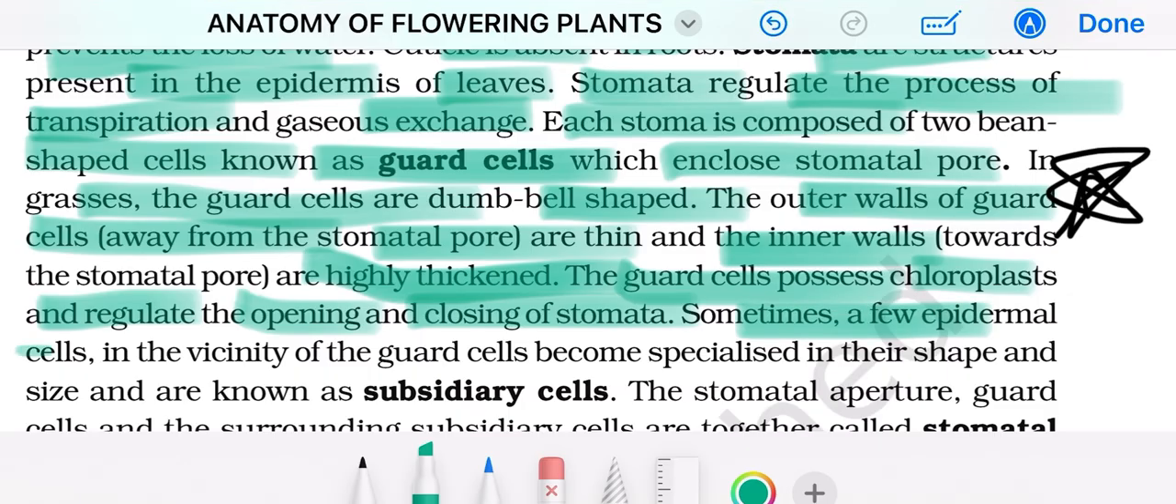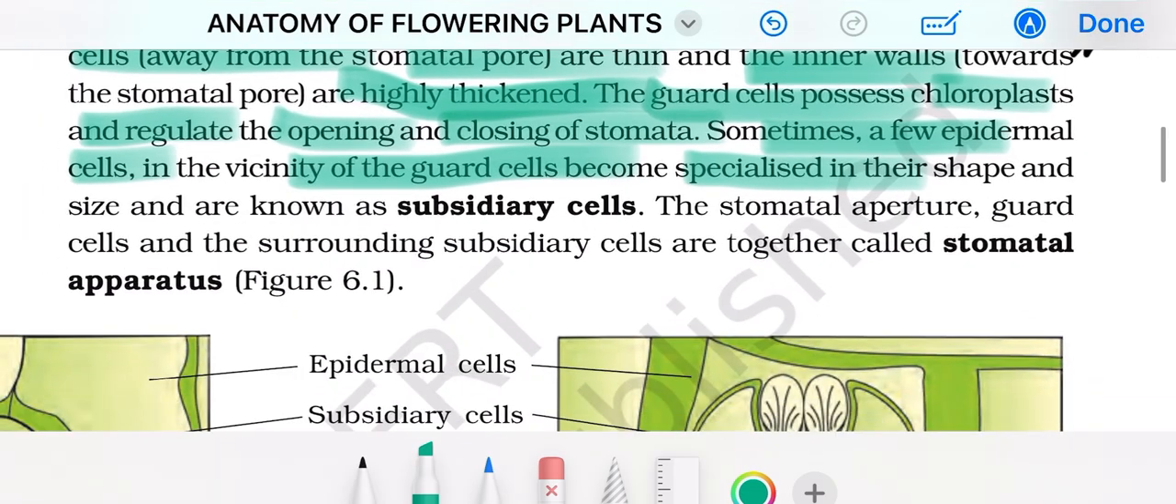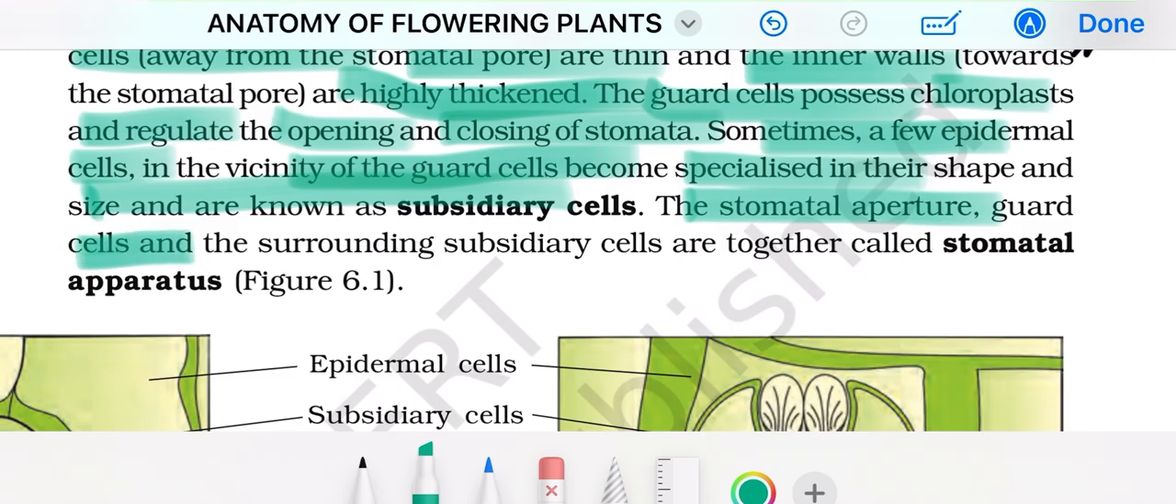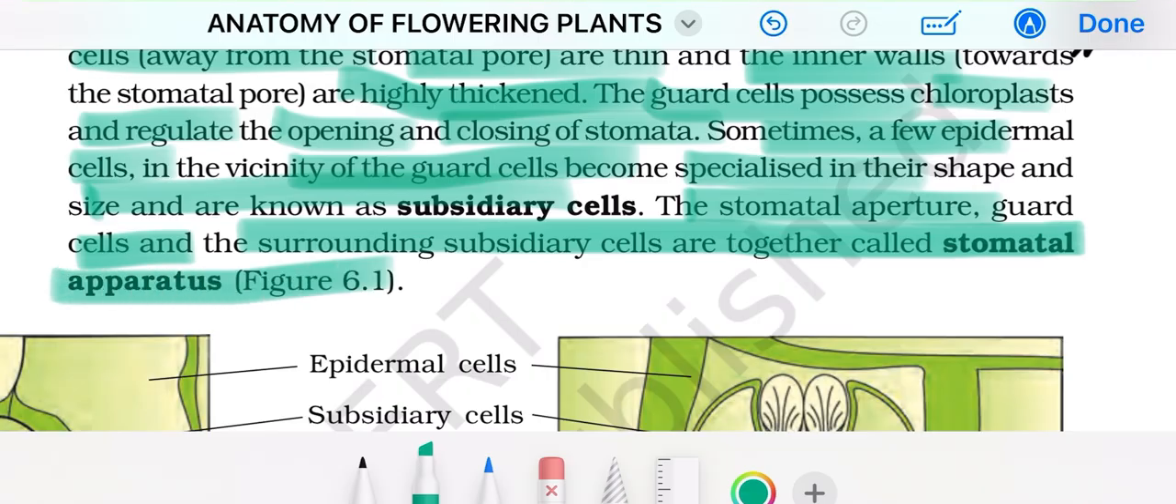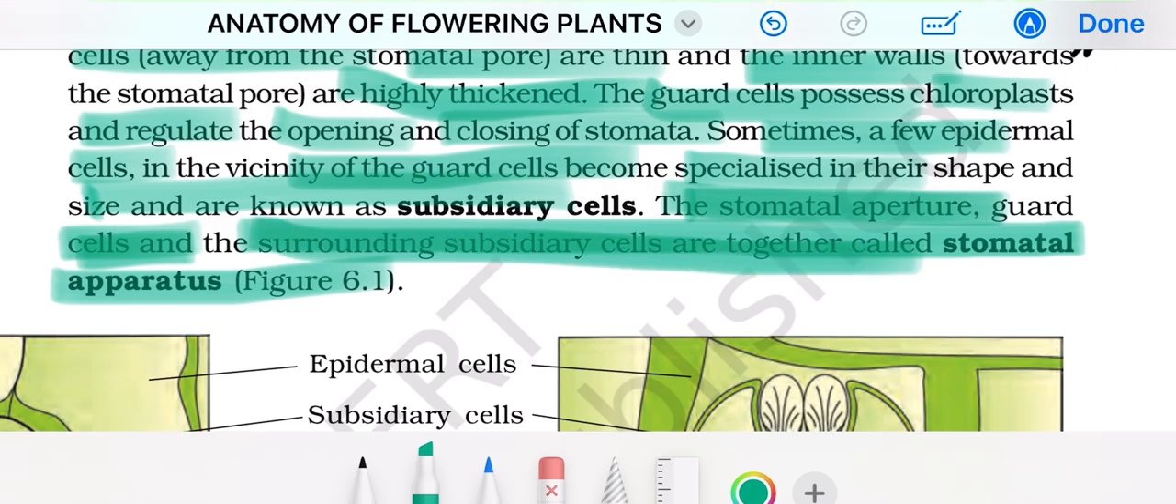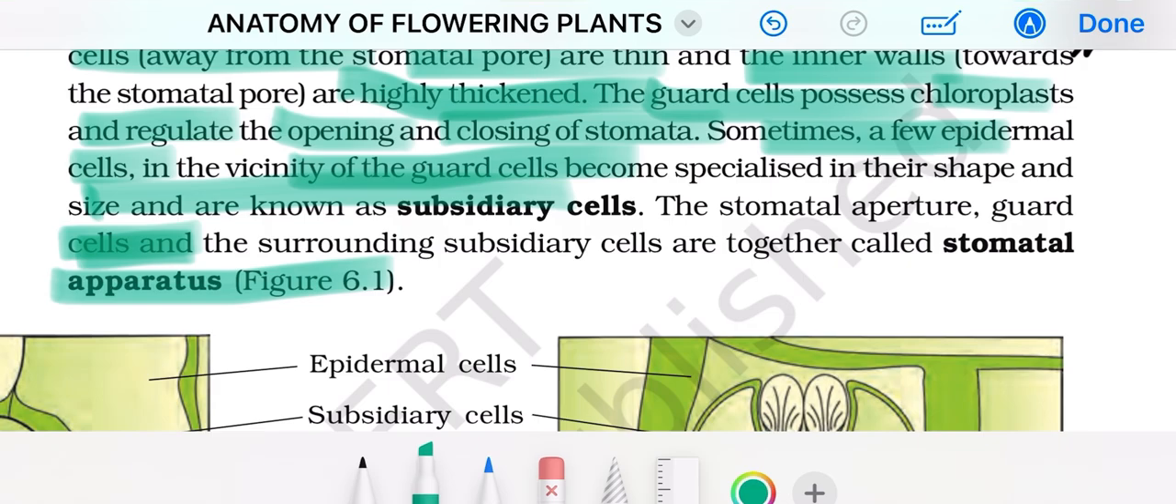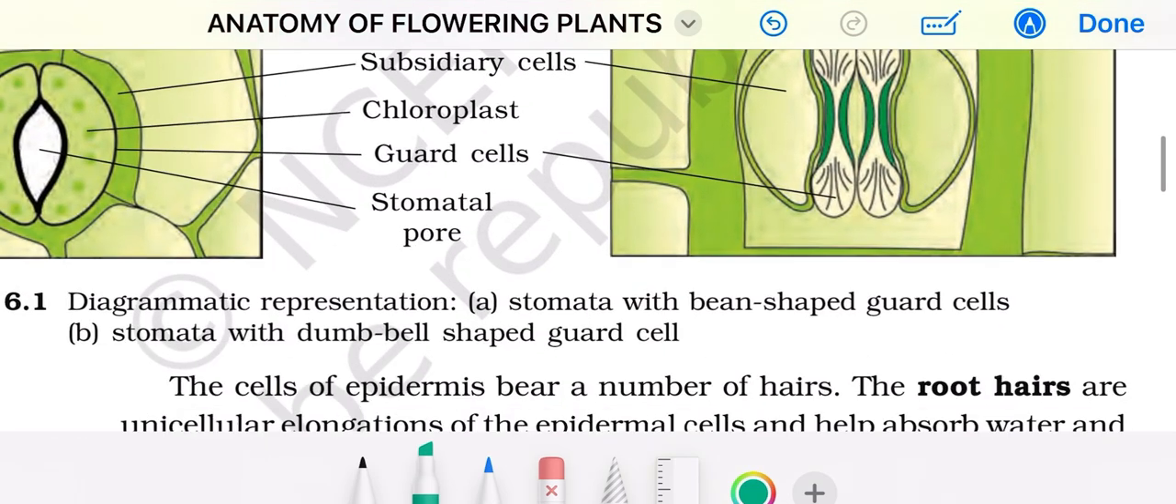Sometimes a few epidermal cells in the vicinity of the guard cells become specialized in their shape and size and are also known as subsidiary cells. The stomatal aperture, guard cells, and the surrounding subsidiary cells together are called what? Stomatal apparatus. The stomatal aperture, guard cells, and surrounding subsidiary cells are together called the stomatal apparatus.